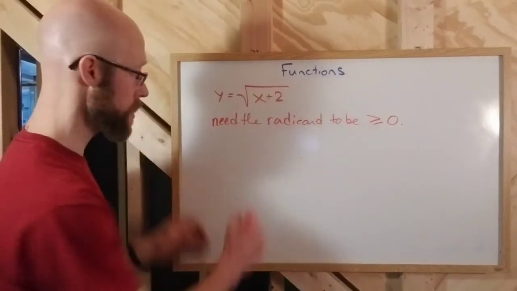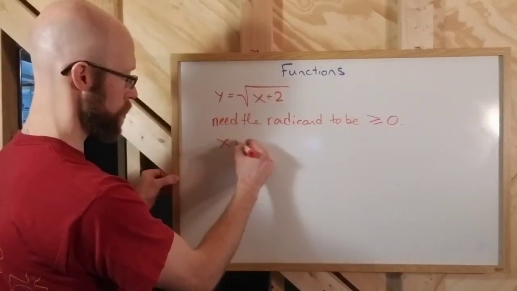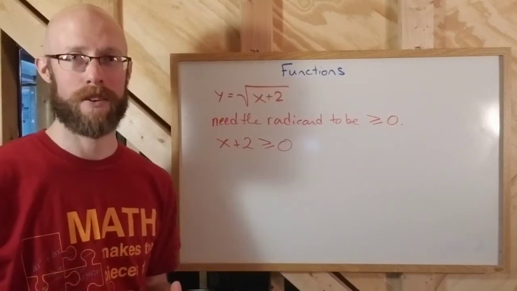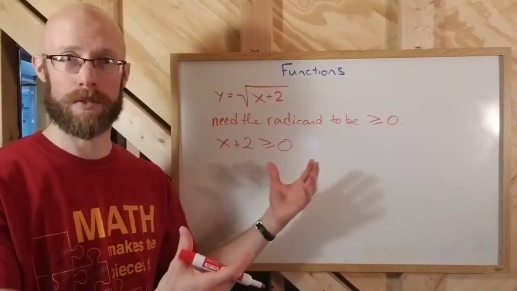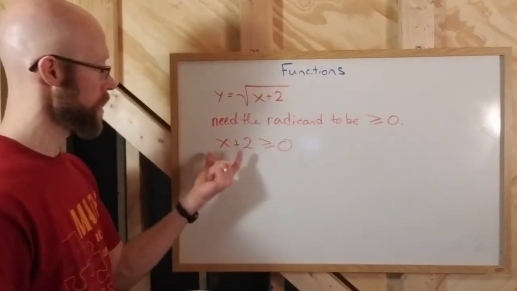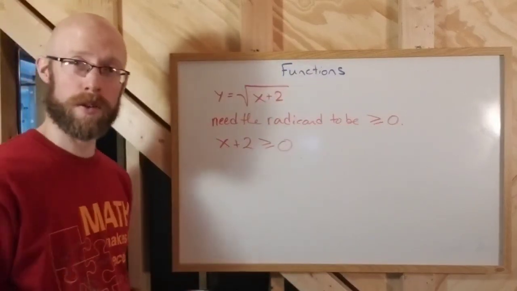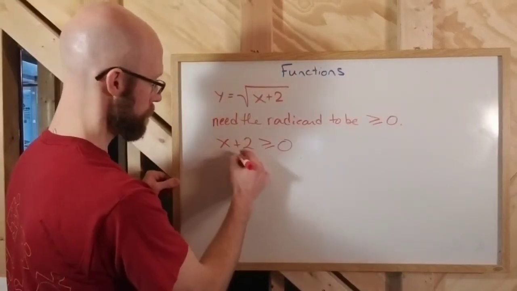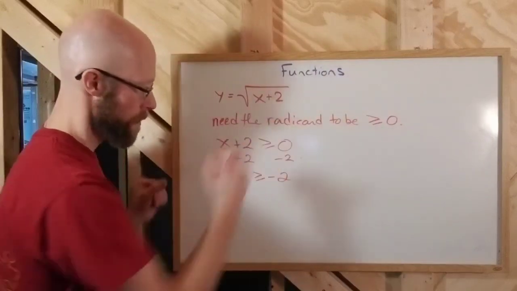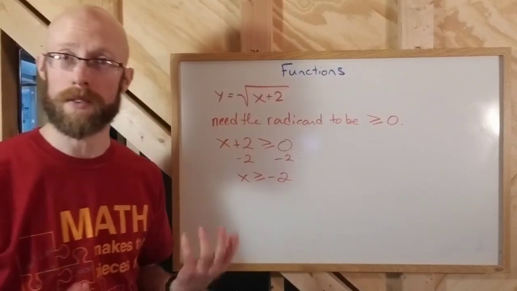So if we find the domain, then we take x plus 2, set it greater than or equal to 0. We know it cannot be negative. If it's negative, the square root of a negative is imaginary. It's not real, so we can't use it. So we want x plus 2 greater than or equal to 0. Subtract our 2 from both sides, and obviously you get x greater than or equal to negative 2.